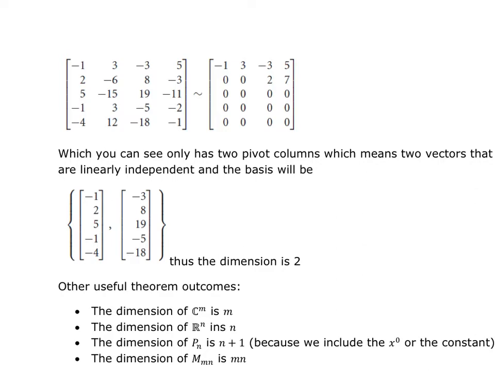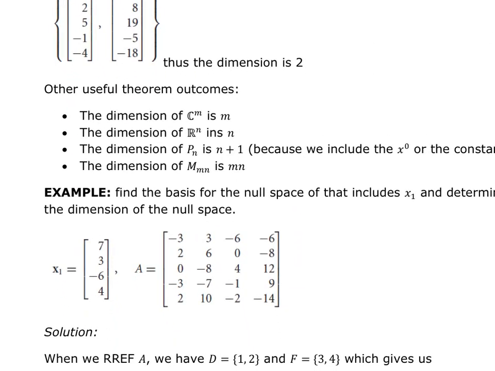There are a couple of other theorems that come from this section, and the first one that is important, the outcome anyways, is if you have a dimension of Cm, it is m. If you have a dimension of R3, the real numbers, it is n. And then the dimension of our polynomial space Pn has to be n plus 1 because we have to include x to the zero, the constant. And of course, the dimension of a matrix space Mmn is m times n.